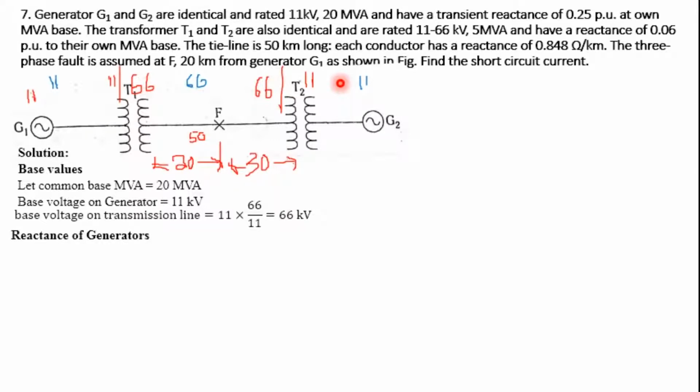Then we have to calculate the reactance of generator G1, transformers T1 and T2, and G2, and draw the reactance diagram. For the generator we have 0.25. We are not writing the equation because it is based on its own MVA base, so 20 by 20 and 11 by 11 cancel. I'll get 0.25 per unit.